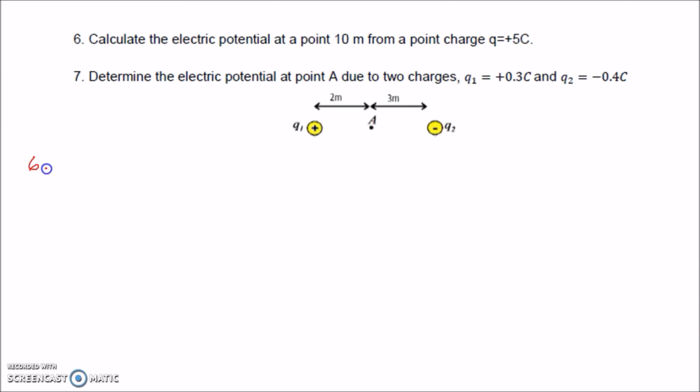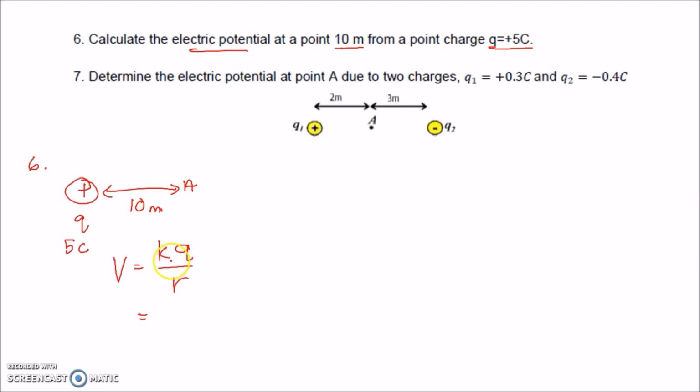For question 6, calculate the electric potential at a point 10 meter from a point charge of 5 coulomb. We have a point charge Q of 5 coulomb and a point A here, for example, at a distance of 10 meter. What is the electric potential if we want to move a test charge from infinity to this point A? We can find it by using this equation, V equals kQ over r. Then substitute k, 9 times 10 to the power of 9, Q is 5, r is 10 meter. Then you will get the answer as 4.5 times 10 to the power of 9 volt.